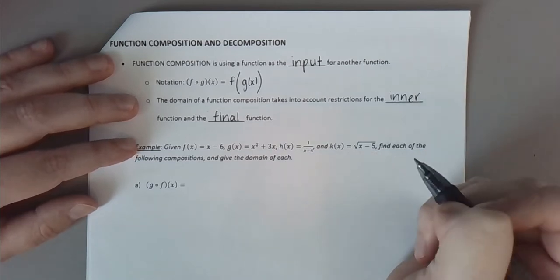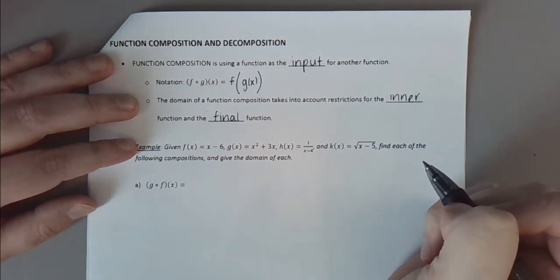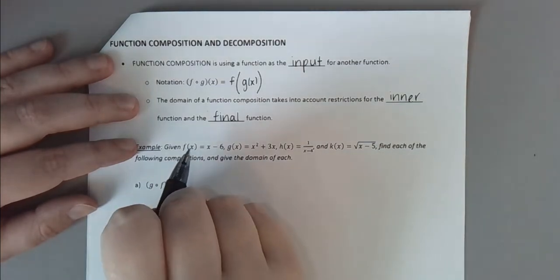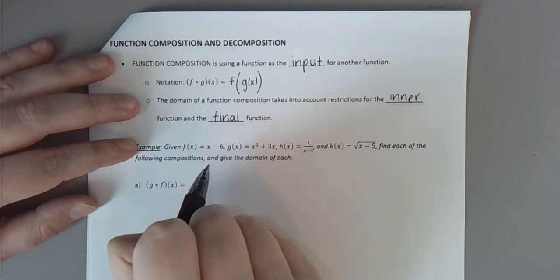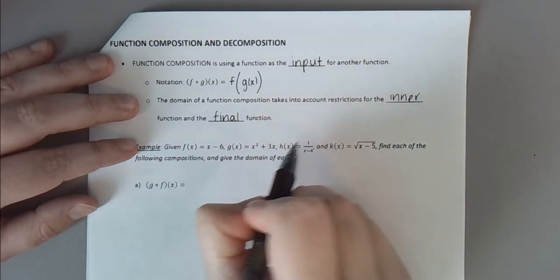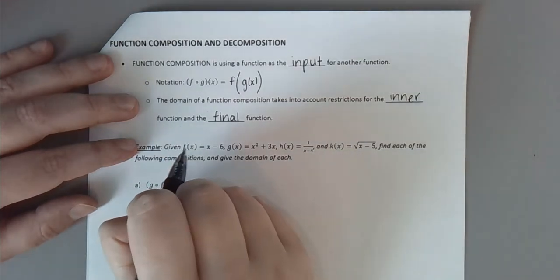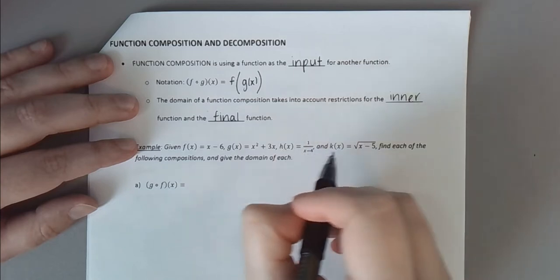So let's do a few compositions. The goal is to compose our functions together and then give the domain of each of the resulting functions we get from that composition. So our first function, f of x, is a linear function. g of x is going to be quadratic, h of x is rational, and k of x is a radical function. So let's first start by thinking about the domains for each of these.